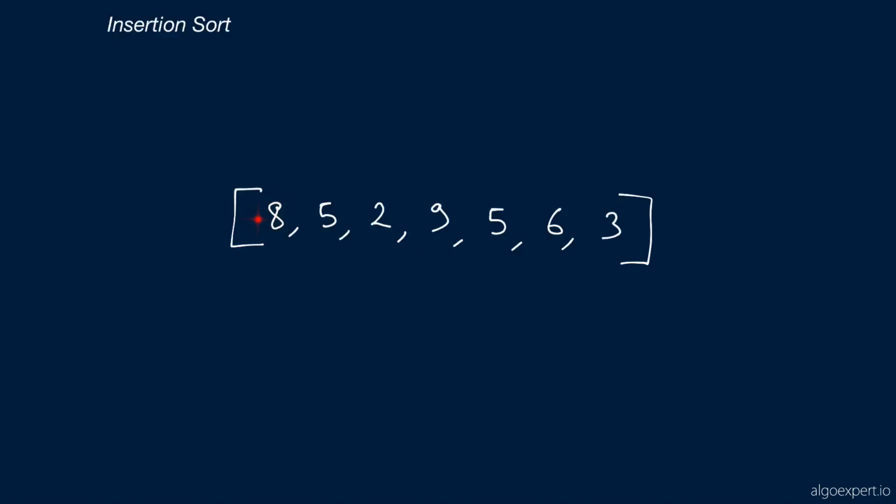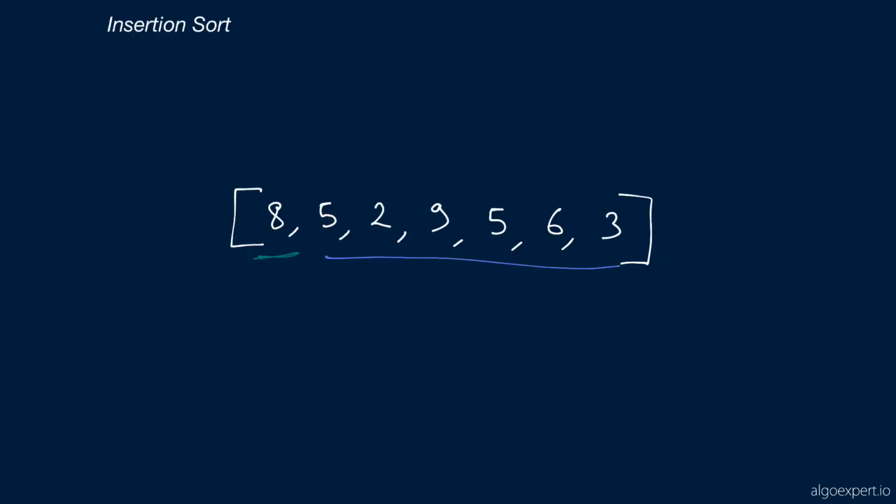We start with the number 8, okay? And this is our tentatively sorted list. In other words, by itself, 8 is a sorted number. And now we start iterating through the rest, meaning through 5, 2, 9, 5, 6, 3. We start at 5, and we try to insert 5 in our tentatively sorted list of 8. In fact, I can even underline this in green probably.